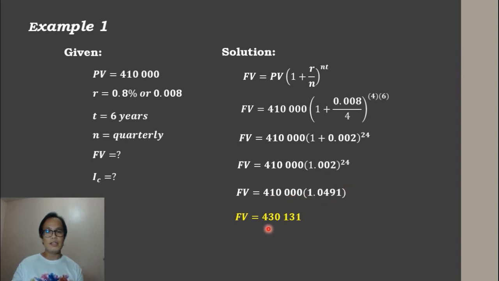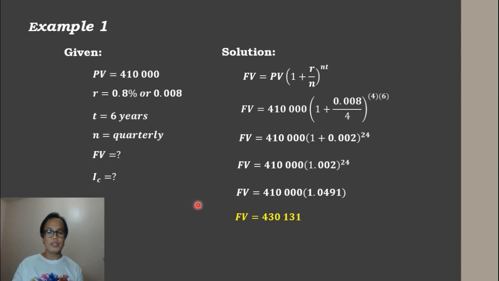That would give us 430,131. So therefore, this is our future value for the present value 410,000 with an interest rate of 0.8% within 6 years compounded quarterly. So the future value would be 430,131. Now next is we need to solve for the compound interest.